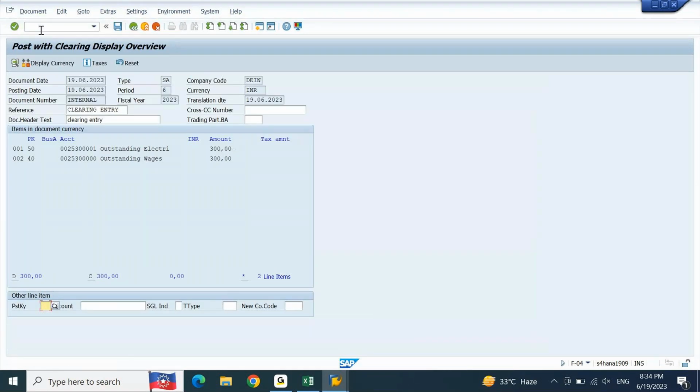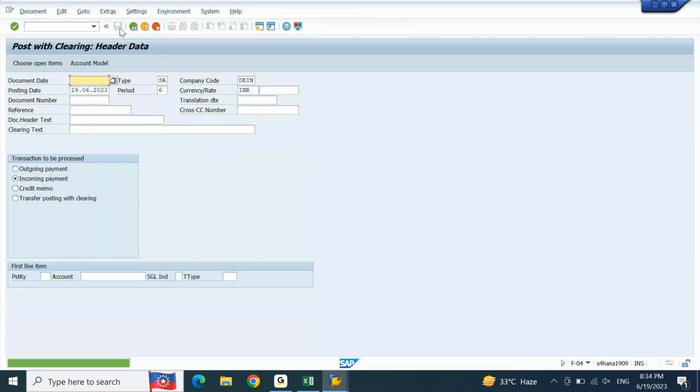When you click on simulate, automatically it has brought outstanding wages on the debit side, 40. Did I give the 40 posting key anywhere? No. We did not give the 40 posting key anywhere, but the system has automatically detected the posting key for outstanding wages. This is called your clearing entry. Let me post this entry. Now entry number 10139 is posted.